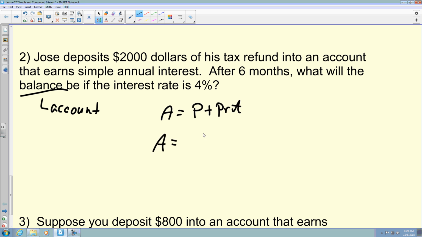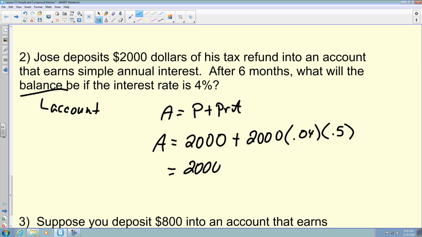So A here is going to be equal to 2,000 because that's your principal, plus P is still 2,000 times the rate, which is 0.04 because it's 4%, and t, the time with respect to years, is going to be 0.5 because 6 months is half a year. So multiply these out. I got 2,000 here plus 2,000 times 0.04 times 0.5, which is 40 bucks, which means that you will have $2,040 in that account.